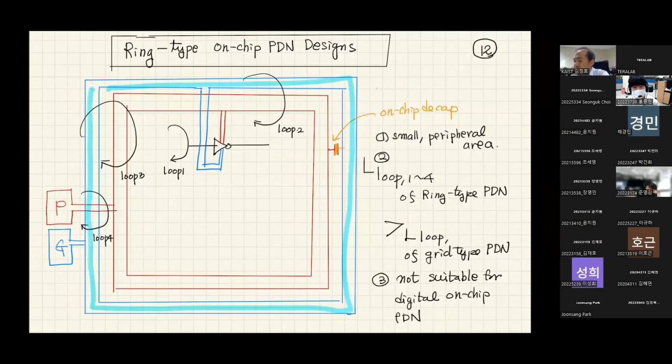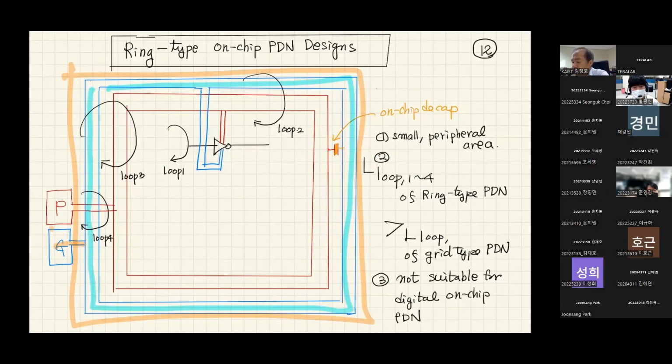Let's assume that this is the silicon. At the edge, we have ground metal, and that is connected to external power. And we have a power metal ring, placed as close as possible to the ground, and that is connected to the external power pad. And then this ground is connected to the ground of the switching devices, and this power is connected to the power of the switching devices.